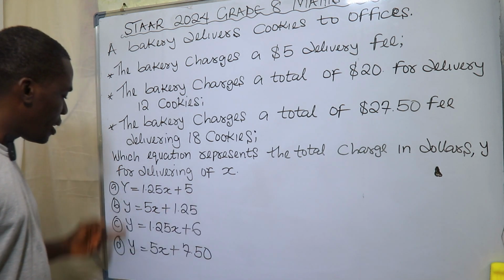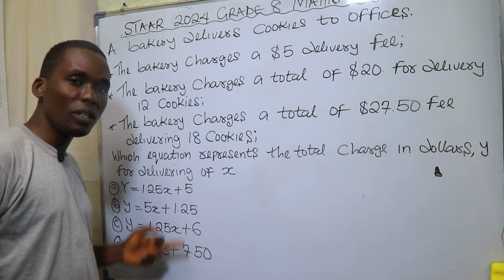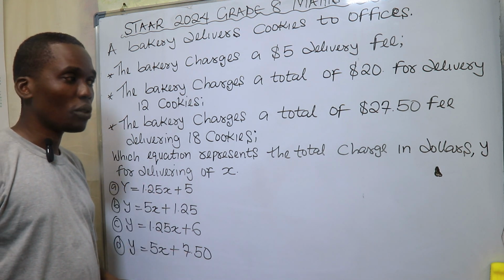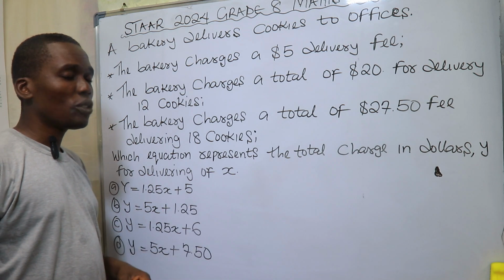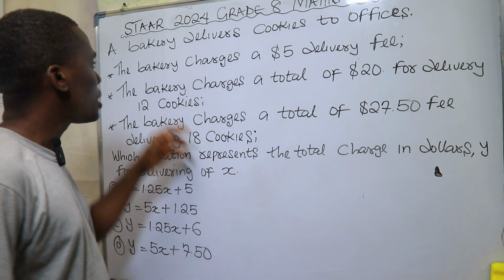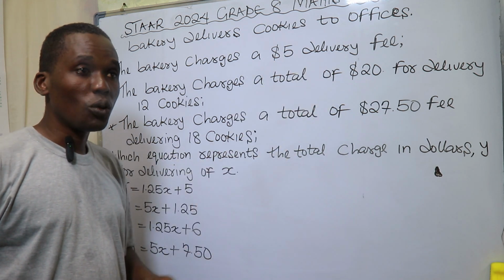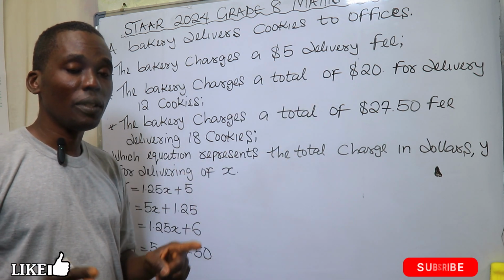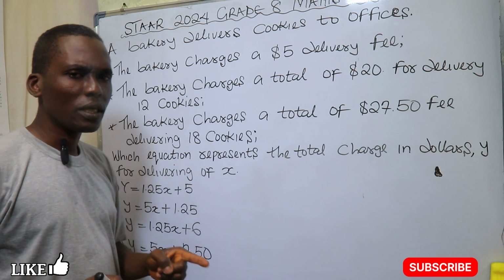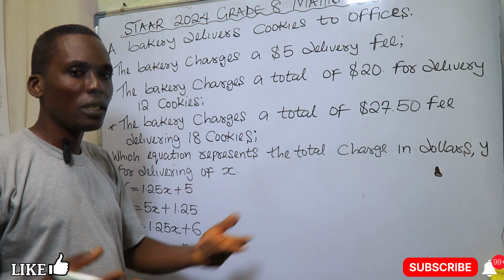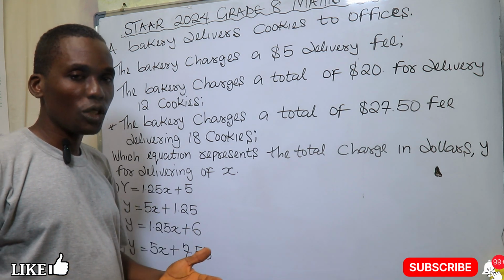Now we are asked to find the correct equation from the list of equations. Which will be the correct option? When given a question like this, you should note that the bakery charges a $5 delivery fee. So the $5 delivery fee is a constant. Questions like this test your ability on linear equations.